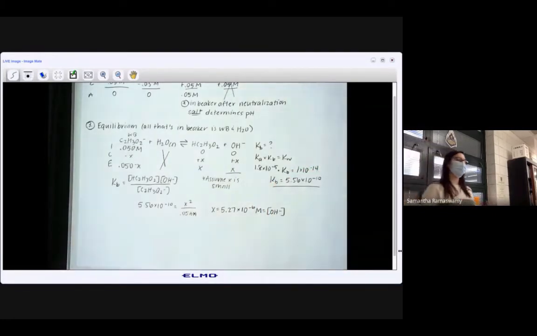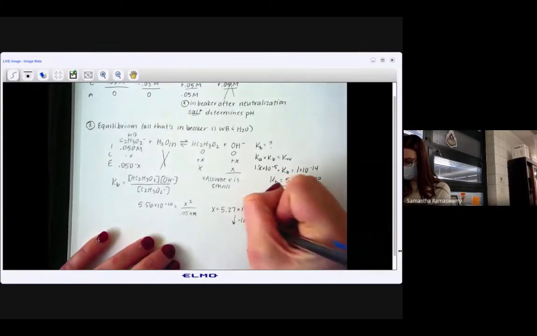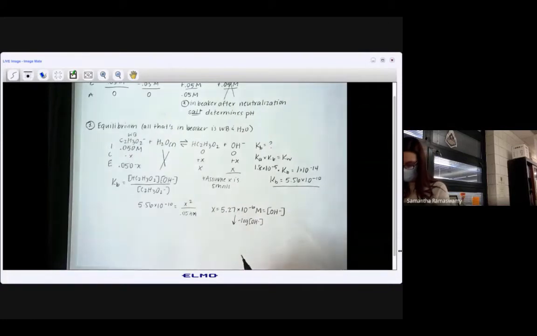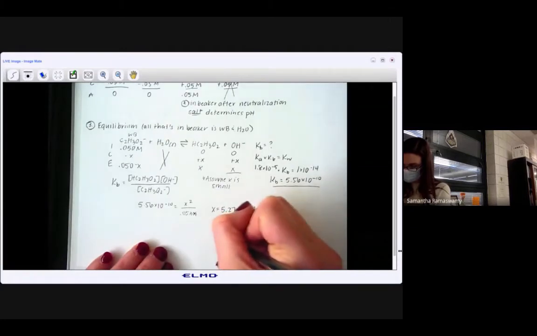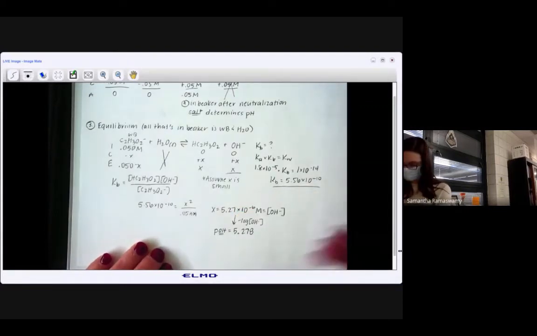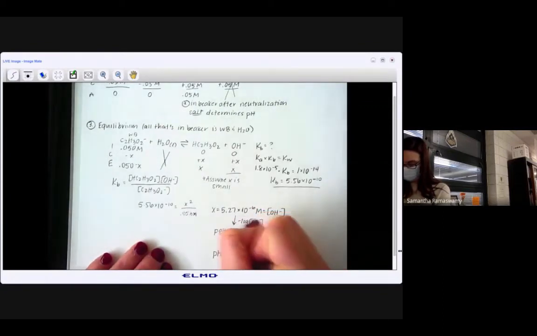You have two ways you could solve to get to pH. I'm going to do pOH and then pH. You could do H plus and then pH, using H plus times OH minus is Kw. But I'm going to take the negative log of this. When I take the negative log of this, I'm taking the negative log of OH. So that's giving me pOH, which is 5.278. And then 14 minus pOH gives me pH.